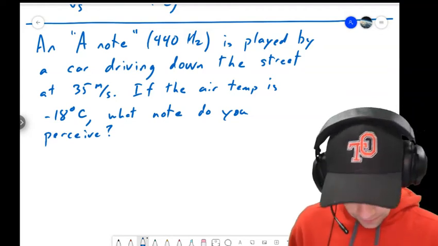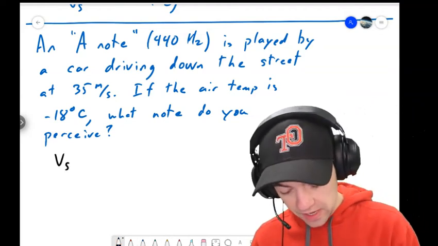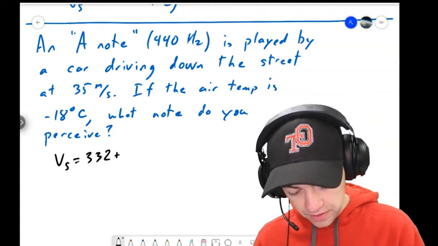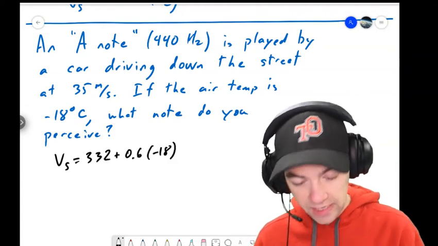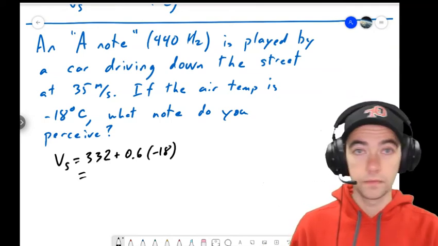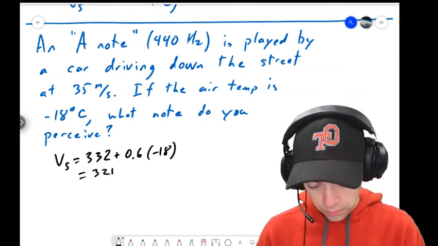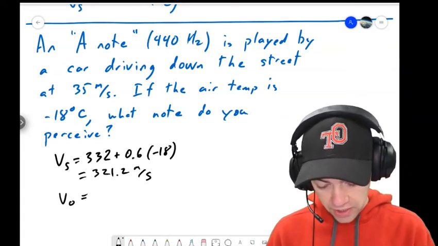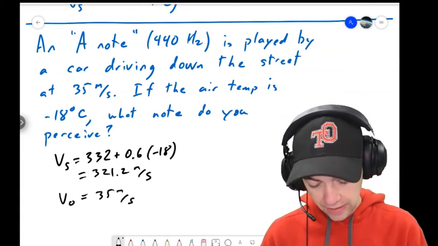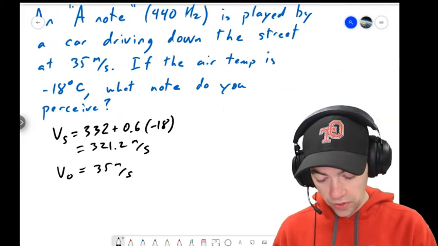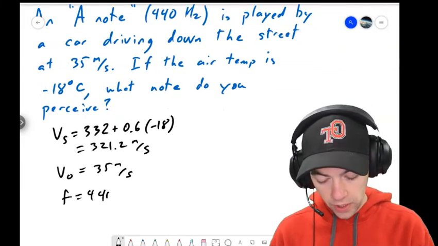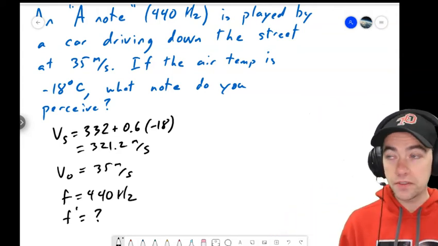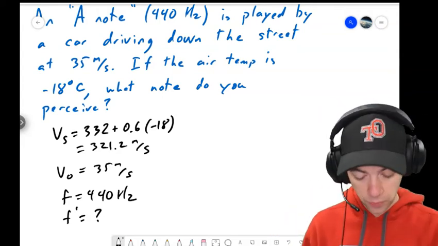So first thing we need to do is figure out the speed of sound. So Vs is equal to 332 plus 0.6 times negative 18. And when we work this out on the calculator, we get 321.2 meters per second. We know the speed of the object is going to be equal to 35 meters per second. Now we know the frequency is 440 hertz. What we don't know is our perceived frequency. So we're going to have to do this formula twice, one for coming towards us and one for going away.